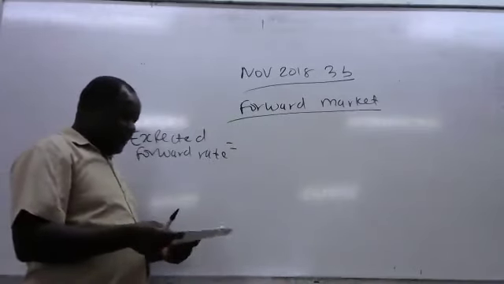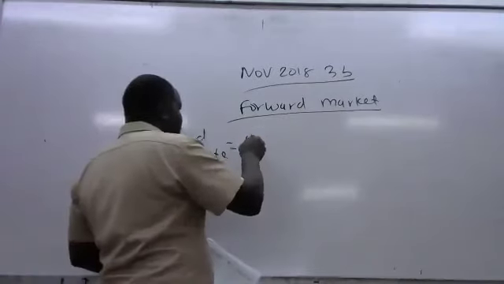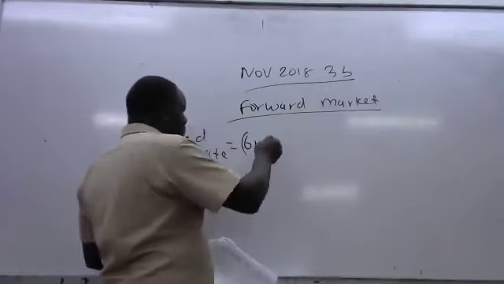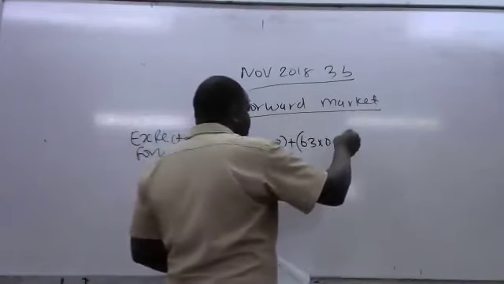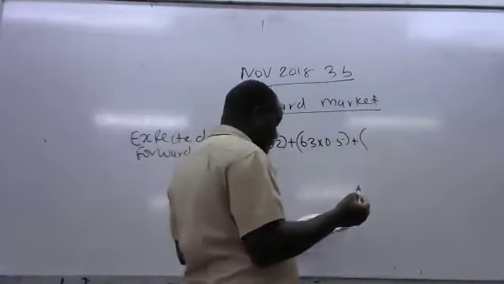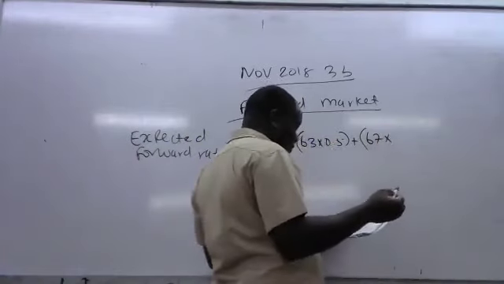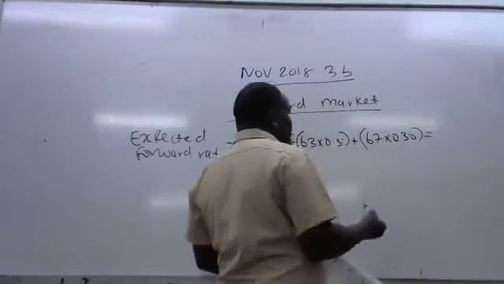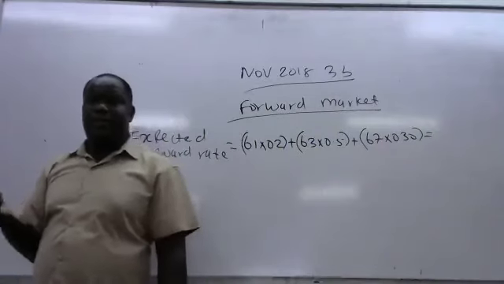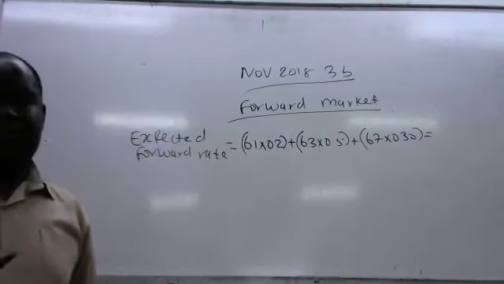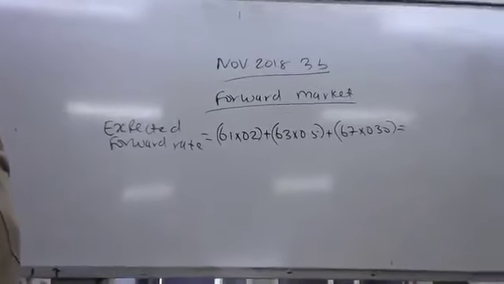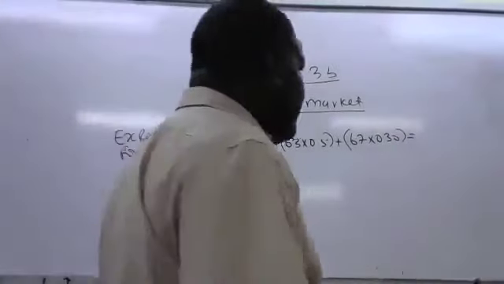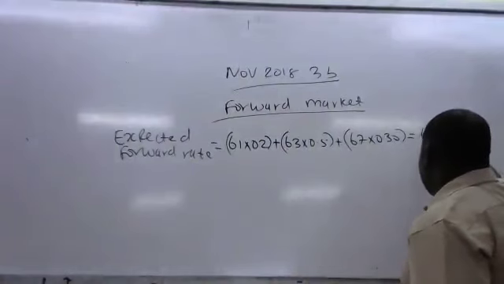So those probabilities: the first one is 61, probability of it occurring is 0.2. Then the second one is 63, probability of it occurring is 0.5. Then the last one is 67, probability of it occurring is 0.3. When you add them together, it will give you the expected forward rate. So what should be our expected forward rate? We get a figure of 63.8.